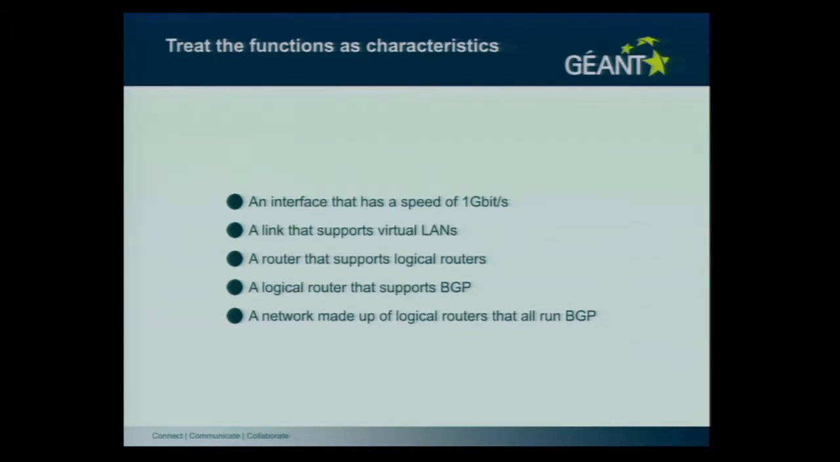You can request a link. It may have to support VLANs. You can request a router, which itself might support virtual routers in it. And then the virtual routers themselves might or might not support virtual routers within those, depending on the technology you're using. That's all very well. But you have these resources lying around the place, and they're some way implementing a physical infrastructure. How the hell do you put that together?